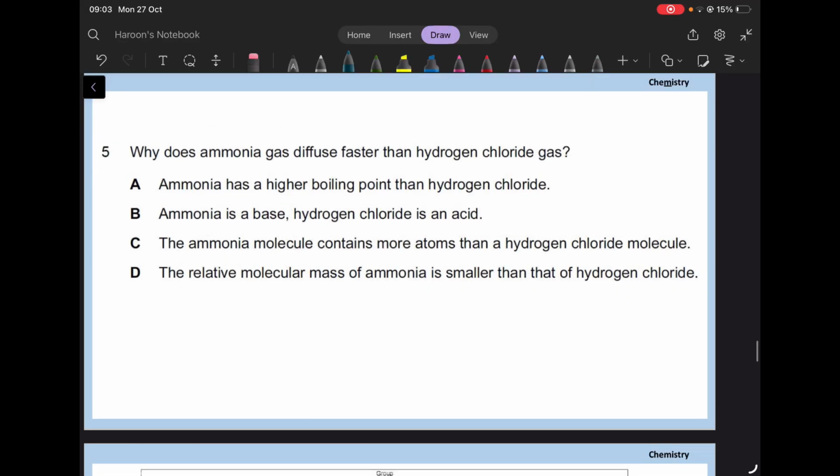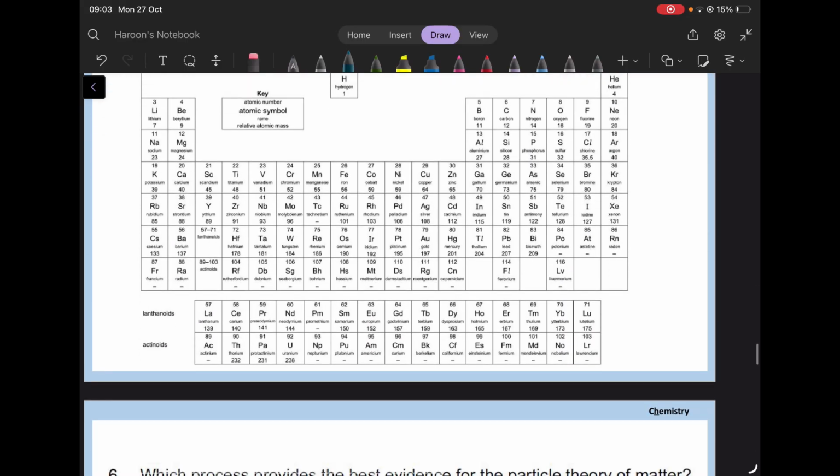Why does ammonia gas diffuse faster than HCl? HCl's mass is 36.5, which we have calculated numerous times now. Ammonia 17. So you can see lower, smaller molecular mass. So the relative molecular mass of ammonia is smaller. That is why it diffuses faster in this case at the same temperature. D has to be the answer.